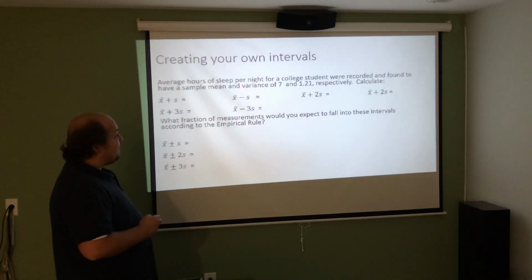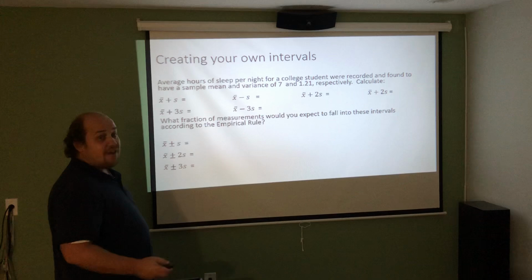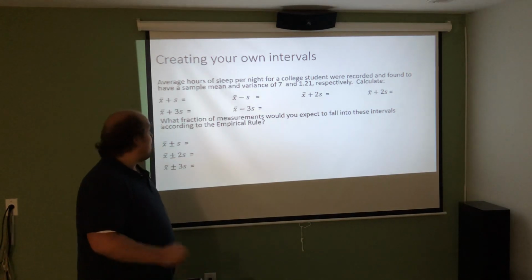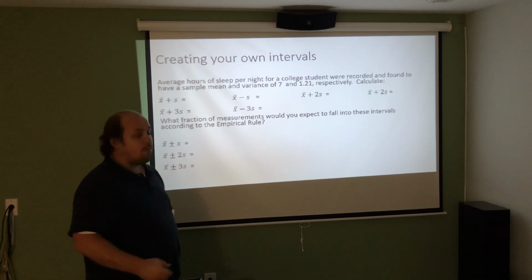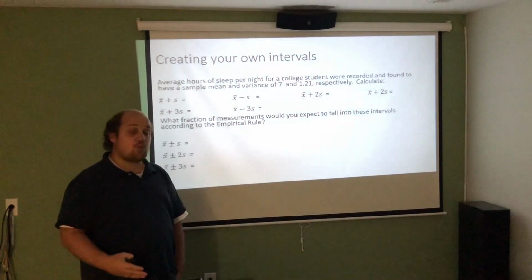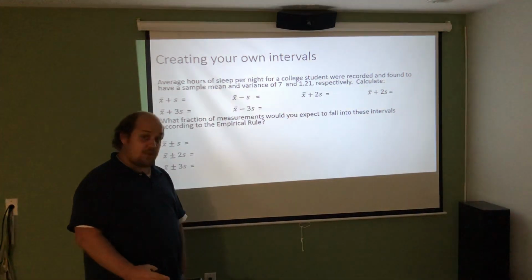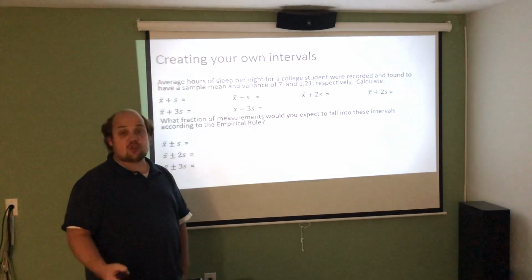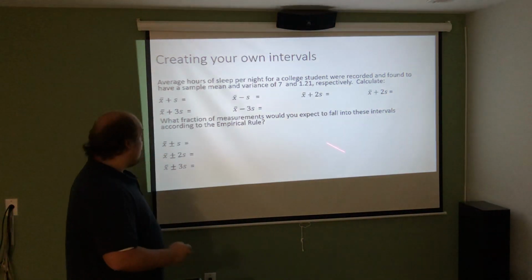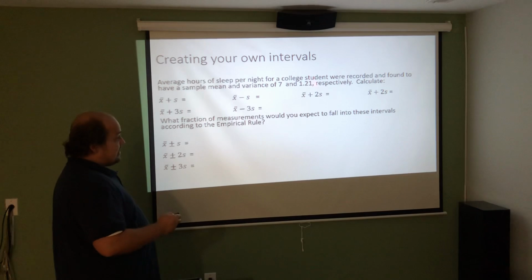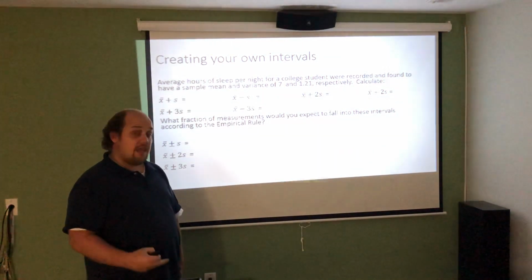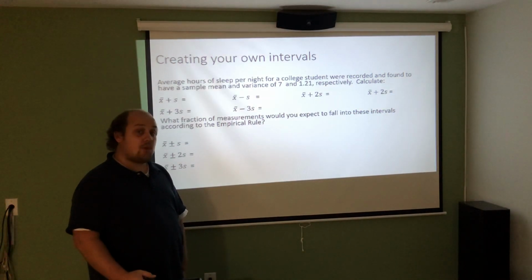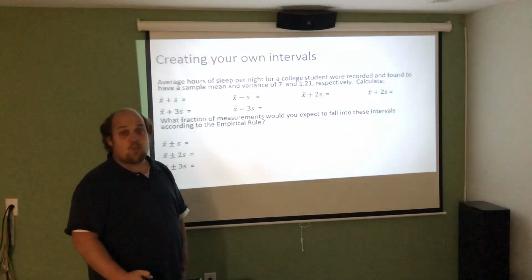They've told you a mean of 7 and variance of 1.21. A variance of 1.21 is really s squared. To get back to s, or the standard deviation, I need to take the square root of the variance. So before I can find these intervals, I need to take this 1.21 and put it under a square root on my calculator. If I do that properly, it should tell me that the square root of 1.21 is 1.1.